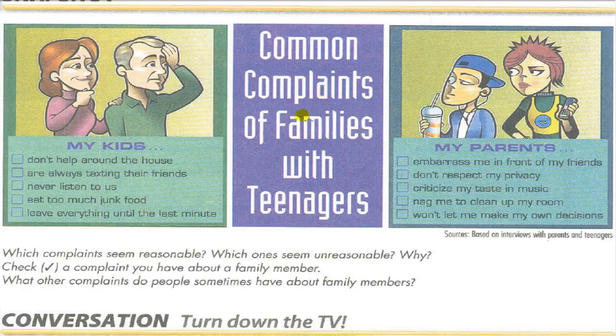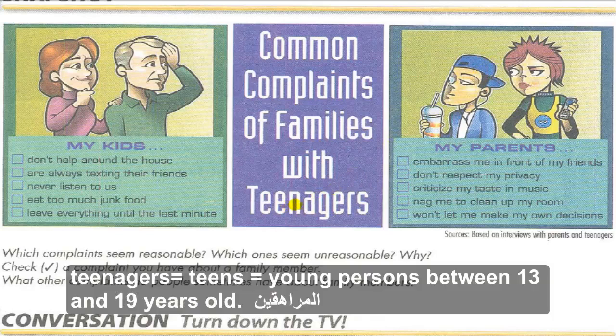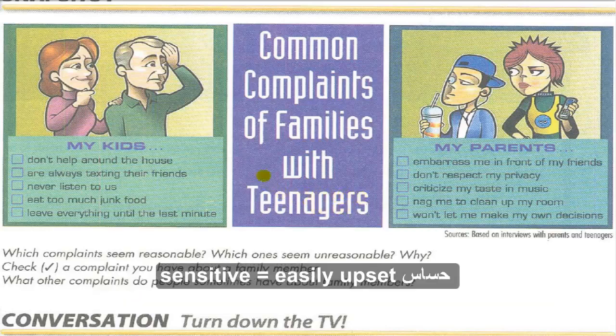Common complaints of families with teenagers. What are the common complaints of families with teenagers? Who are teenagers? Teenagers are boys and girls from 11 to 19 years old. What are teenagers like? Teenagers are nervous, not rational, emotional. They don't listen to the advice of other people, of the elder people. Teenagers are very sensitive and emotional.